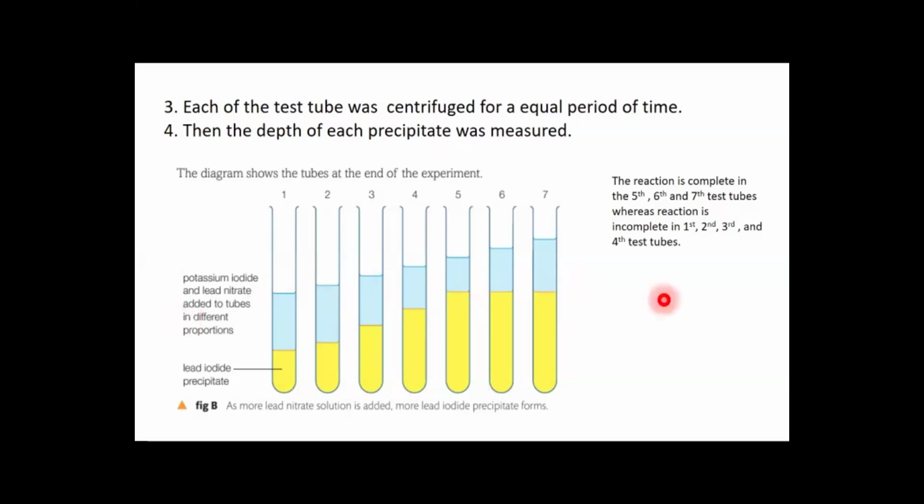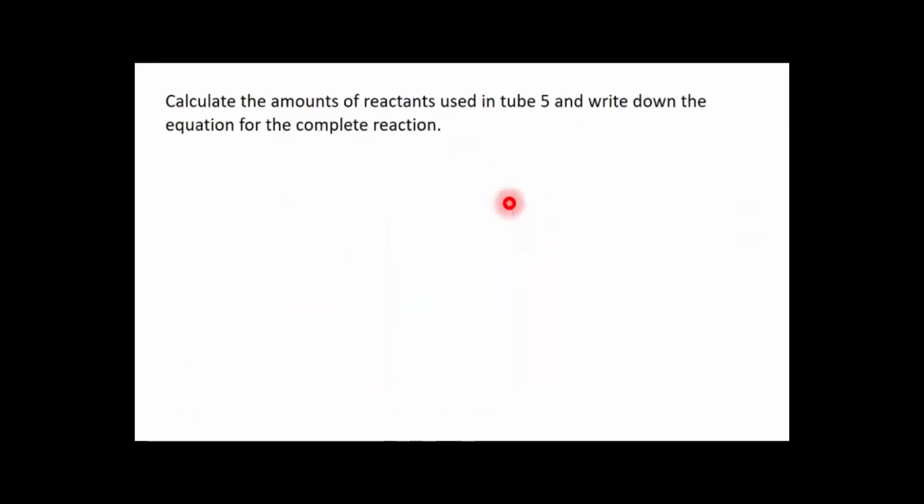That is the idea, because in this one it has formed to the same extent. In this test tube also the same height. If we had another test tube beyond this one, also the same height. The reason is that at this point, the exact amount of potassium iodide and lead nitrate has reacted, right? Then we have to calculate the amount of the reactants used in tube 5, and we have to write down the equation for the complete reaction, right?